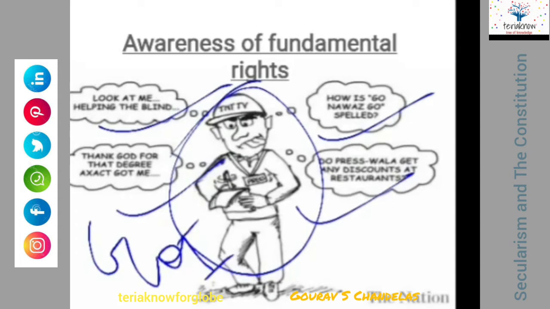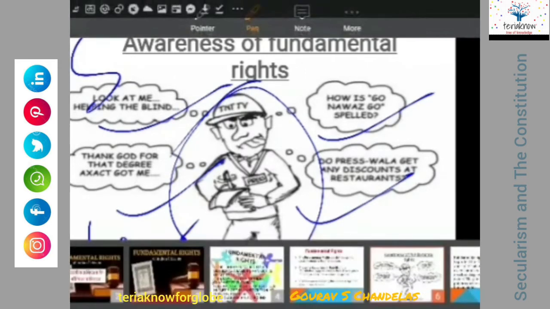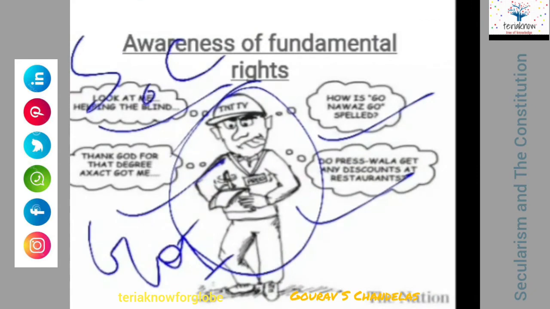It is enforceable. So these rights are enforceable by law, and thus one can move the Supreme Court or High Court for their enforcement. Supreme Court is the nodal court of the country. Understood? And High Court. Supreme Court and High Court, both are there. So you can directly move to the Supreme Court and High Court for enforcement.